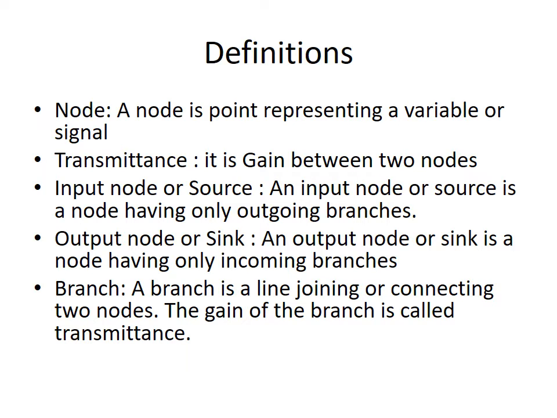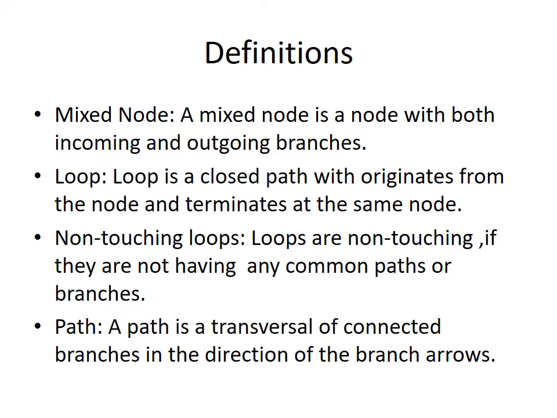And another notation is called a branch. A branch is a line joining or connecting two nodes. So if you are connecting two nodes, only through the branch can you connect them, either through a gain or without a gain. The gain of the branch is called a transmittance. The next notation is mixed node. A mixed node is a node with both incoming and outgoing branches. So only in the mixed node will you have incoming and outgoing branches.